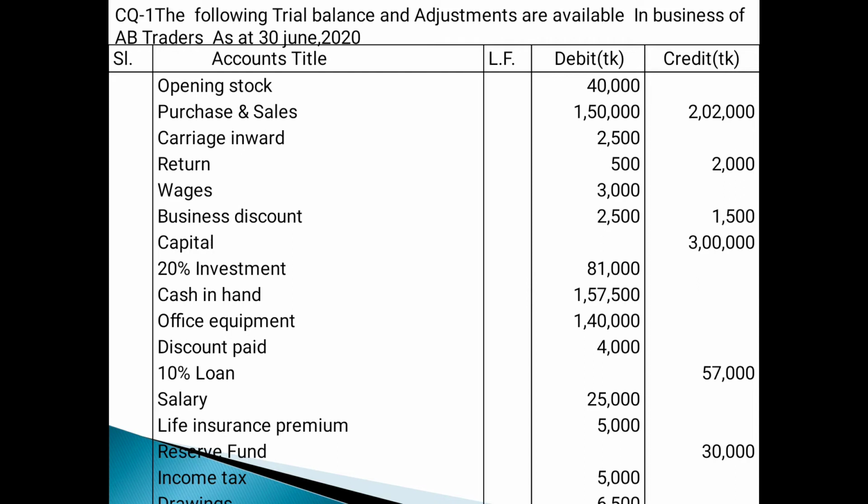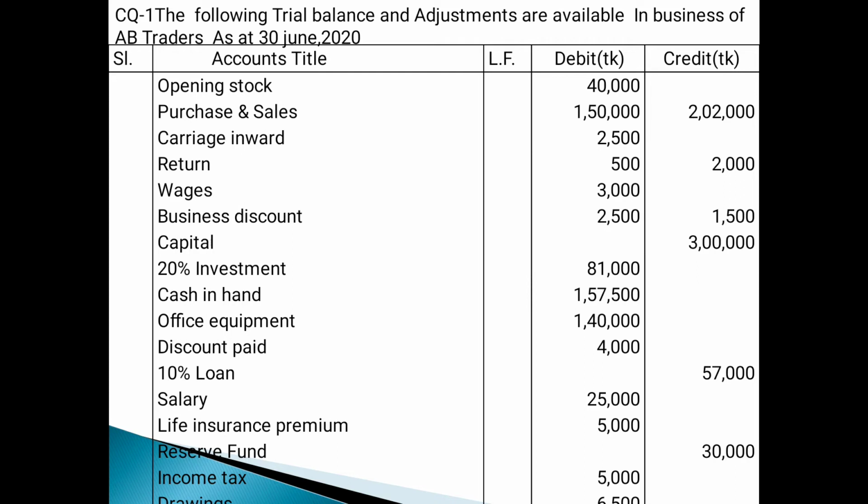10% loan. Loan is one kind of long-term liability. It is to be shown in long-term liability under the statement of financial position, equity and liability side. But 10% interest is to be charged on the loan, that is, the amount 57,000 into 10% is equal to taka 5,700, which is to be shown in other expenses in the income statement, and also to be shown in current liabilities of the statement of financial position.